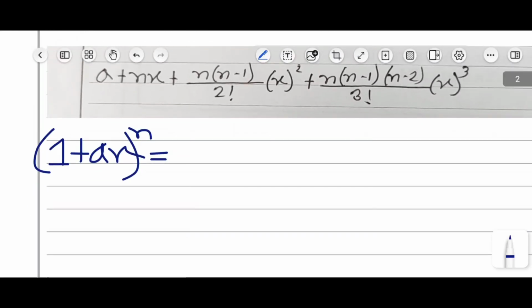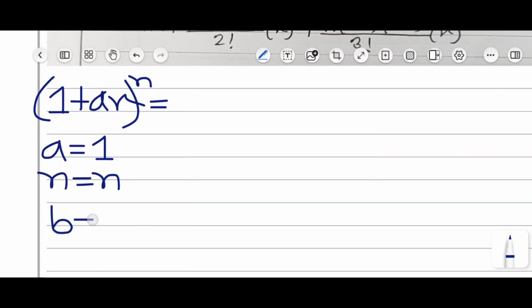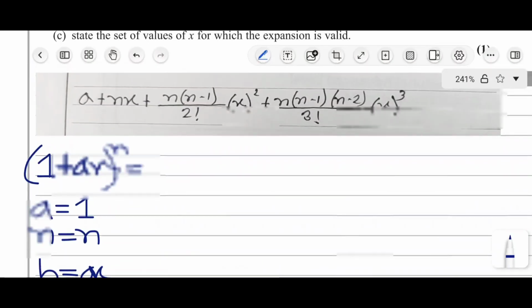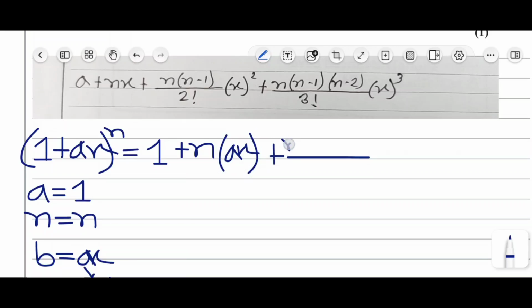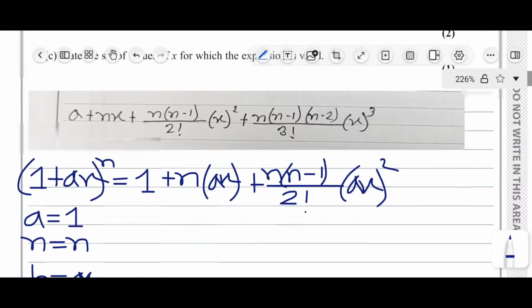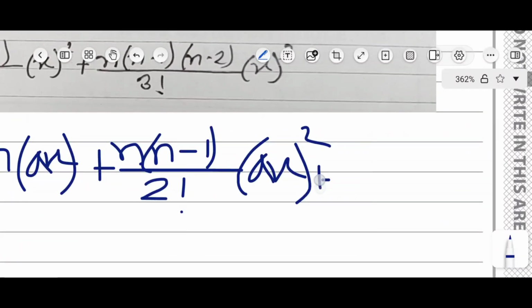With this formula, a is the 1, n is the n, and b is ax, I mean the x part. So if we solve this, we'll put in these values. a is 1, plus n, n is n, and the x is just ax, plus n again, n minus 1 over 2 factorial. Then the x cube term will be again ax to the power of 2, then again the same form, n minus 1.